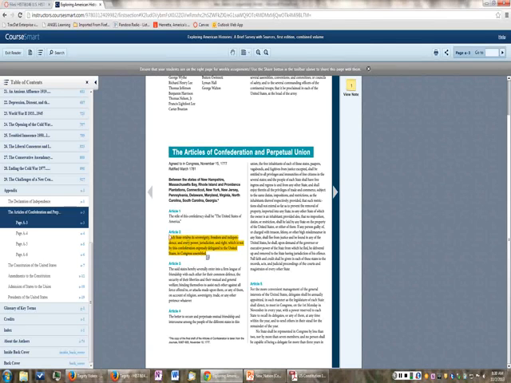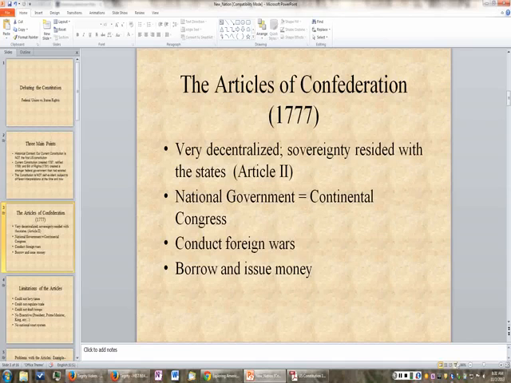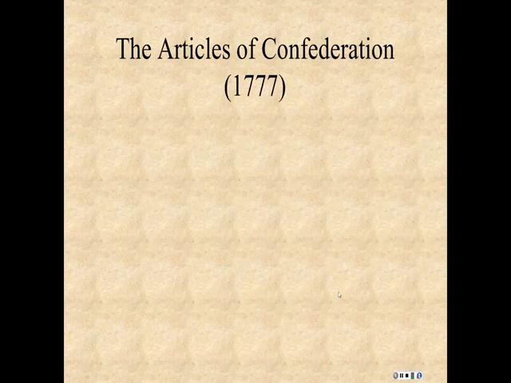And you'll be able to read in A3 at the end of your book that Article 2 of the Articles of Confederation says each state retains its sovereignty, freedom, and independence, and every power, jurisdiction, and right which is not by this confederation expressly delegated to the United States in Congress assembled. In other words, states' rights are central to the Articles of Confederation. So let's go back to our PowerPoint slide here.